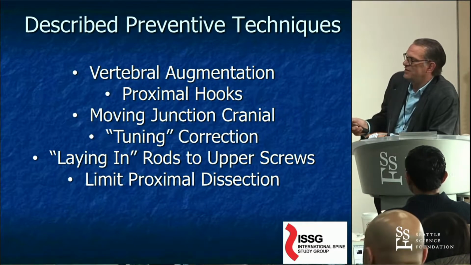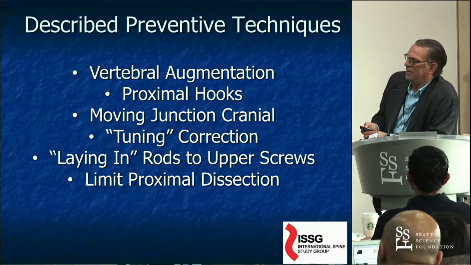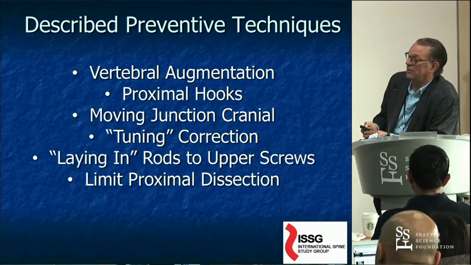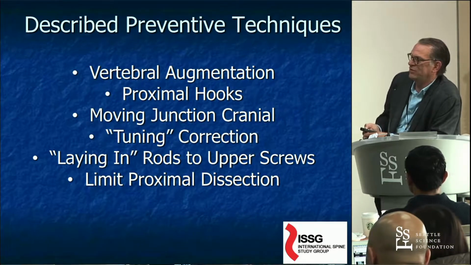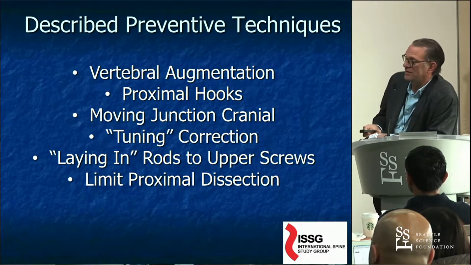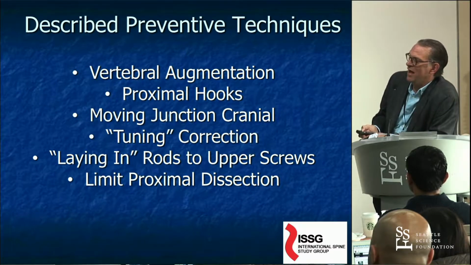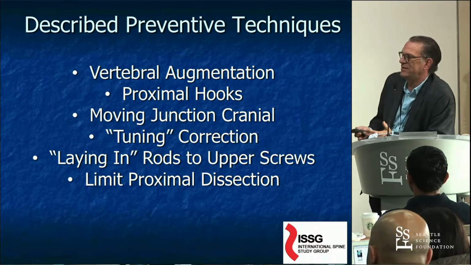Vertebral augmentation, there is data that it reduces the incidence. My concern with it is that it may aggravate or accelerate degeneration of the disc intervening between UIV and UIV+1. Moving the junction cranial from the thoracolumbar junction to the upper thoracic levels is described. I think if you have a situation where the deformity requires extension to the upper thoracic spine, then that's the time when you should go there.